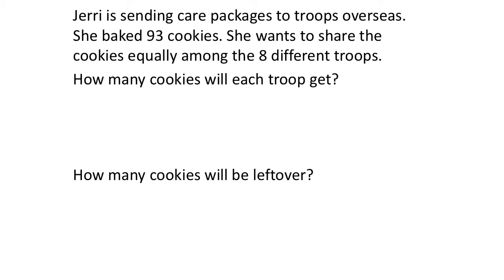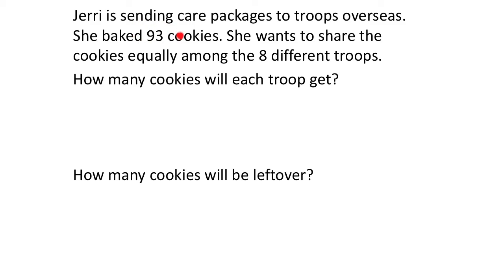Jerry is sending care packages to troops overseas. She baked 93 cookies. She wants to share the cookies equally among the 8 different troops. How many cookies will each troop get? And then how many cookies will be left over? Again, if you've looked at this second part and said, it's asking about a leftover, that's also a remainder, which means we're using division. That'd be fine.